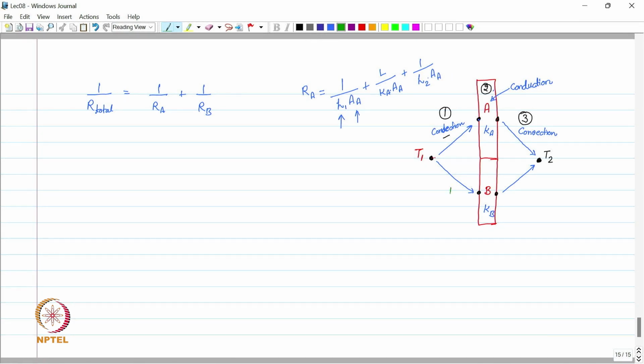which is again three sections. This is the first section, this is the second section, and this is the third section, and we can write for RB is equal to 1 upon H1 AB plus, for the second section, which is conduction, L upon KB into area of B, plus the third section, which is again convection, 1 upon H2 into area of B. So these are the respective values of RA and RB, and we can calculate the total resistance.